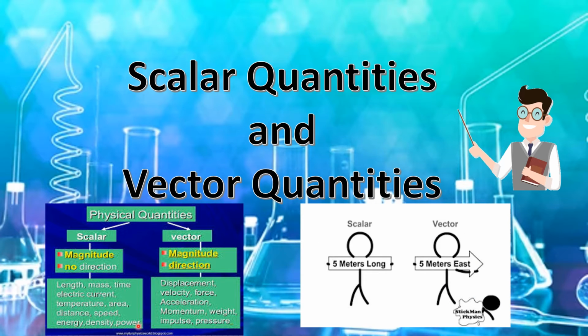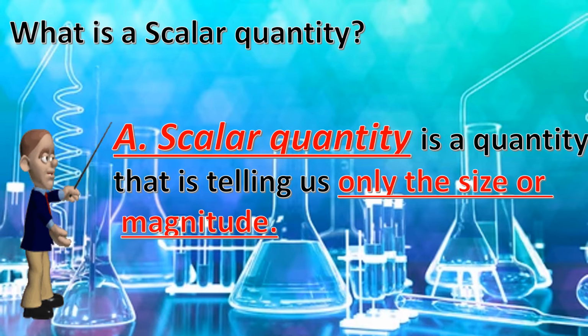Okay, for today's topic, we are going to learn what a scalar quantity and a vector quantity are. We will differentiate these two. What are the differences between the two? So what is a scalar quantity? A scalar quantity is a quantity that tells us only the size or the magnitude. Size and magnitude are the same.